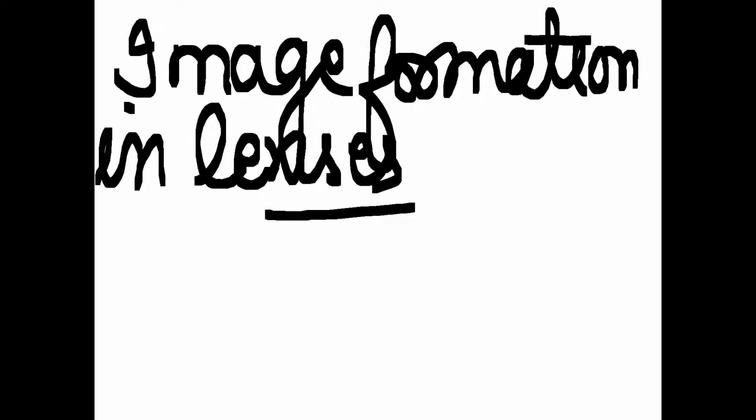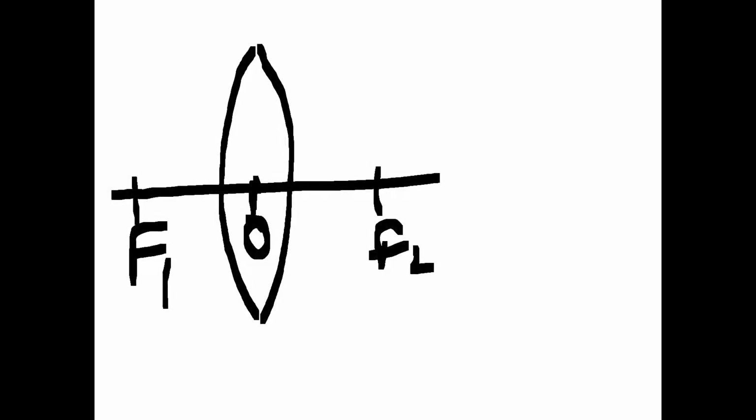There are few rules to make the ray diagram in case of lenses also, and those rules I am going to discuss here in case of concave as well as convex lens. This is a convex lens. As I already discussed in the class with all of you, this is optical center, this is focus 1 and this is focus 2.